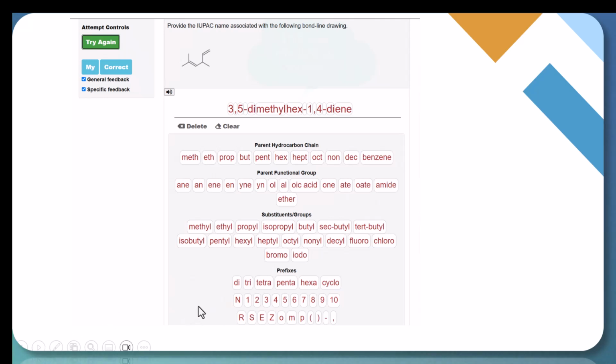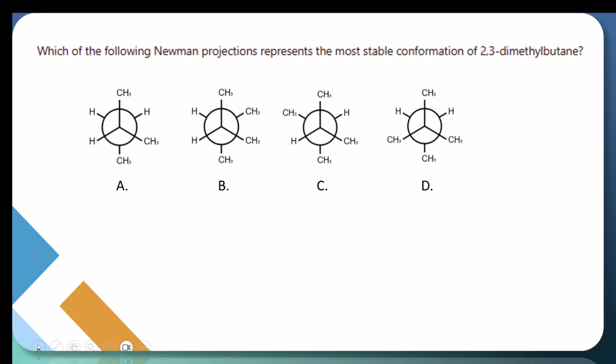Again, a whole bunch of these questions can be designed by the instructor and then associated with their learning management system to assess students. Here is a question that comes from my Moodle quizzes where I'm drawing the Newman projections and I'm asking students to pick which Newman projection corresponds to the most stable conformation of 2,3-dimethylbutane. Well, it would be better if I could actually ask them to draw the most stable conformation of 2,3-dimethylbutane.